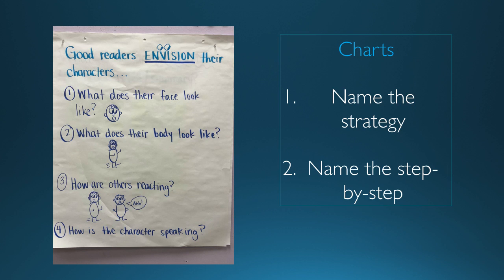There are 2 steps to creating an effective chart. Number 1, name the strategy you're teaching. And number 2, name a step-by-step procedure to achieving proficiency in that strategy. Look at this chart. The strategy is good readers envision their characters. And the steps are 1, what does their face look like? 2, what does their body look like? 3, how are others reacting? 4, how is the character speaking?